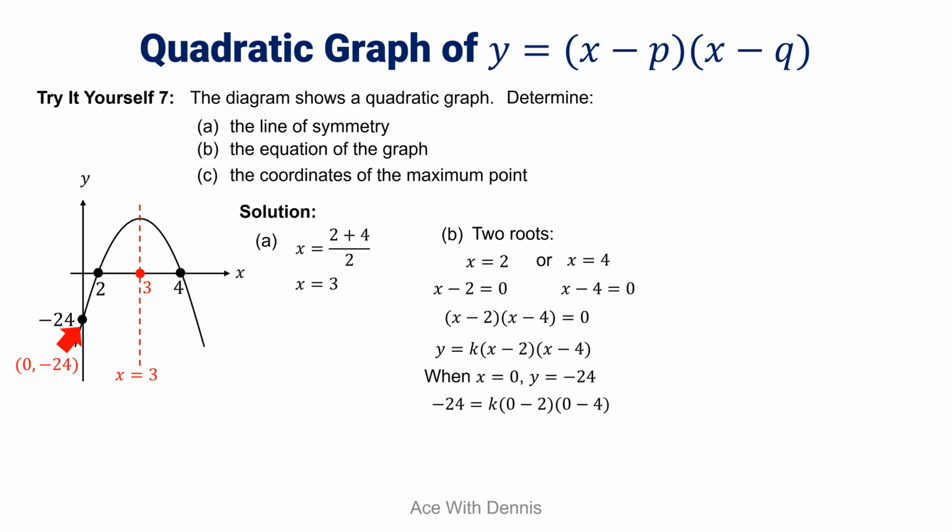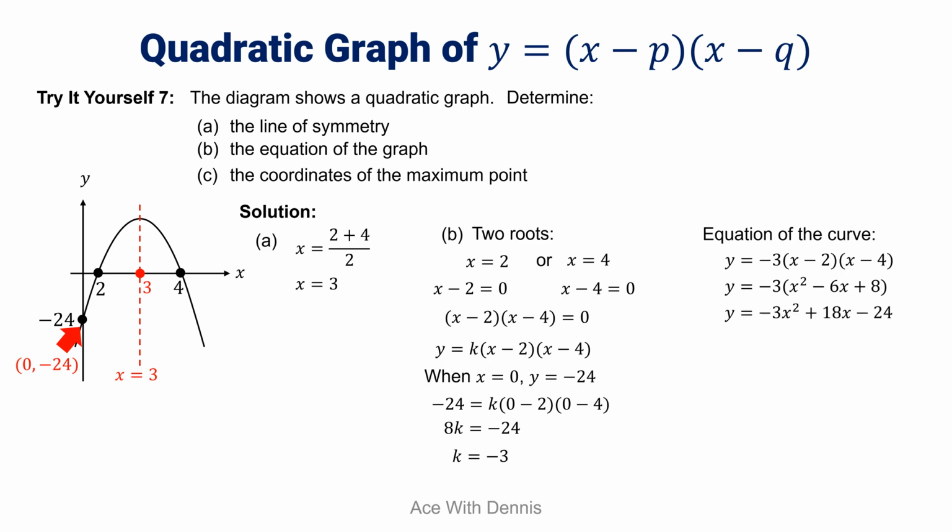Then we substitute these two values into the equation. We will get -24 equals k bracket 0 minus 2 times bracket 0 minus 4. So 8k equals -24, then k is equal to -3. So the equation of the curve will be y equals -3 bracket x minus 2 times bracket x minus 4. We can expand the bracket, we will have y equals -3 times (x squared minus 6x plus 8). Expand again, we will have y equals -3x squared plus 18x minus 24. So this will be the equation of the curve.